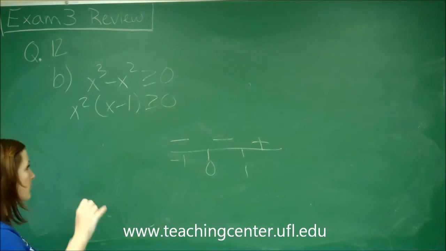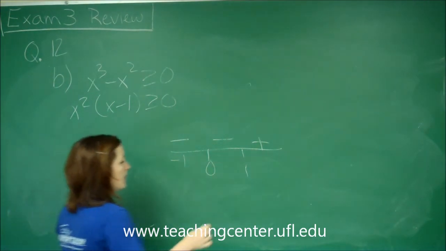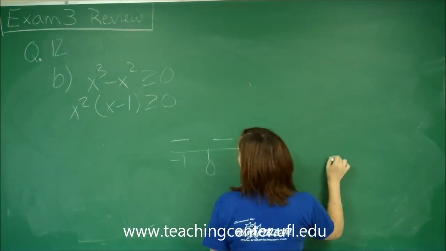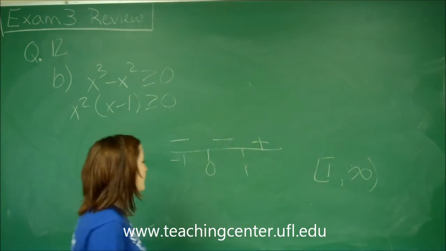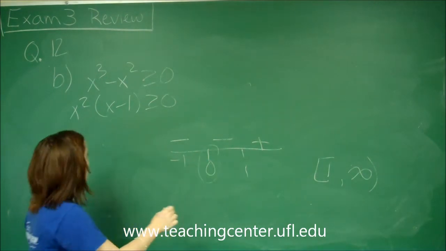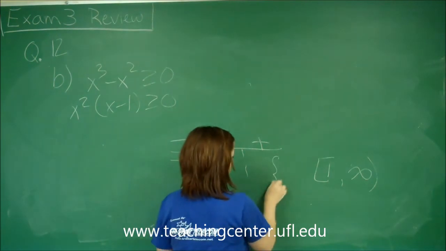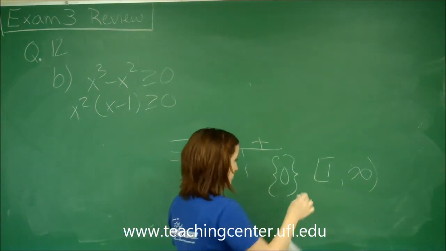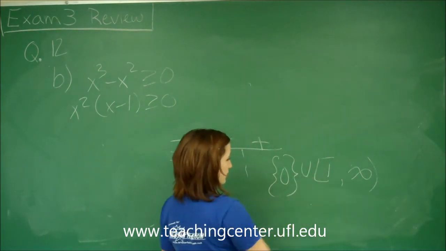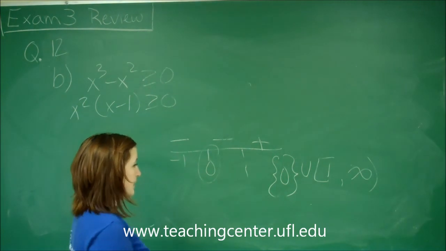So, where I'm looking for the values where it's positive or greater than or equal to 0, I certainly know that from 1 to positive infinity are included. But we can't forget that at 0, we are equaling 0. So what we have to say is the set of 0 and union with the interval from 1 to positive infinity. So that is how you would write that.